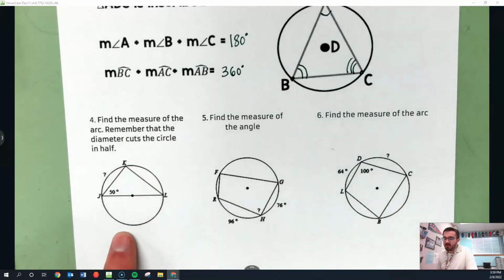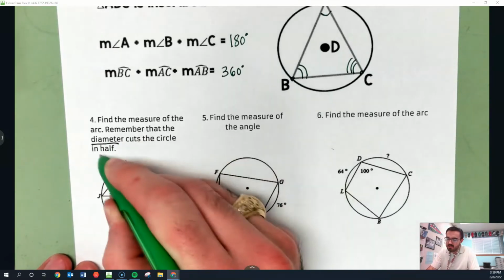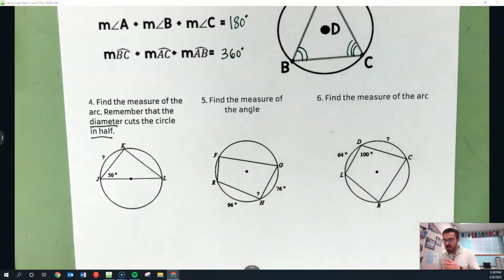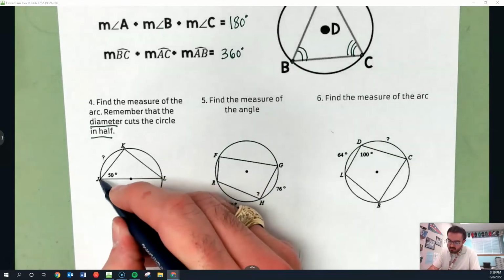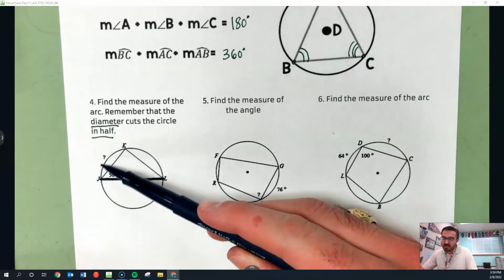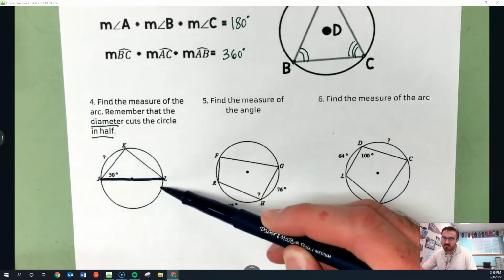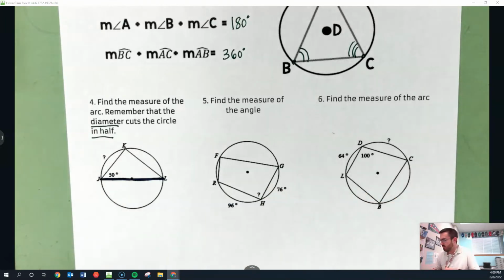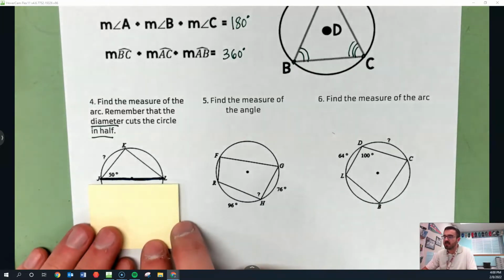Okay, so let's use that knowledge down here. It says find the measure of the arc. Remember that the diameter cuts the circle in half. Interesting. Okay, so we might use that knowledge. Well, if you look at this circle, we do have a diameter right here, don't we? Let me color it with this. That's the diameter. So guys, that means that this entire half circle is equal to 180 degrees. Hopefully you remember that from last time. That will help us later on.